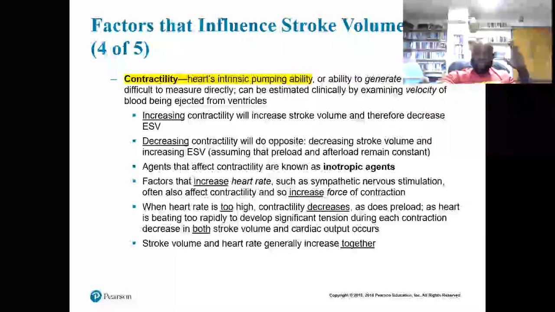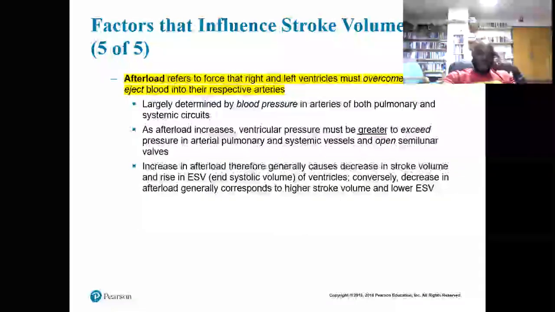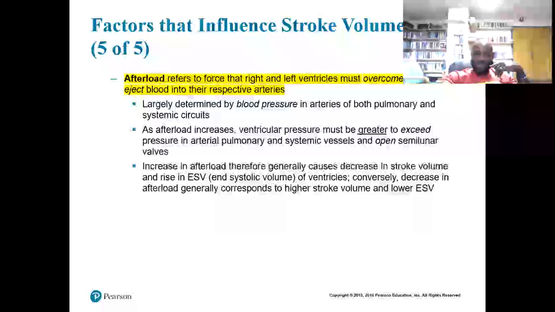So you can go through this list and look at these different reasons why contractility can affect your stroke volume. And then afterload refers to the force that the right and left ventricles must overcome in order to eject blood. Blood pressure. This is where blood pressure plays a huge role.